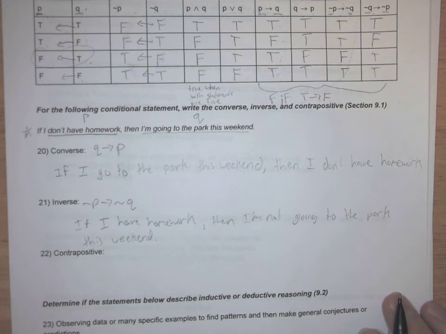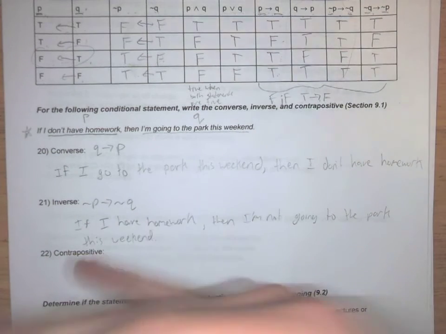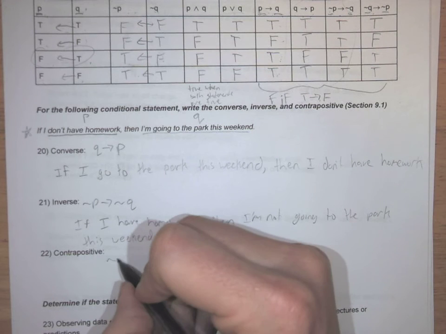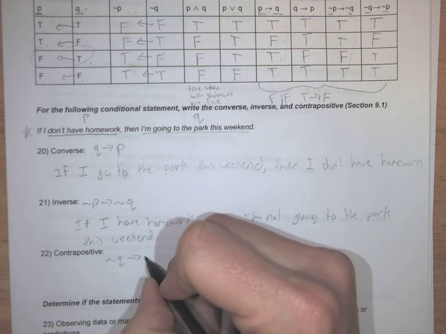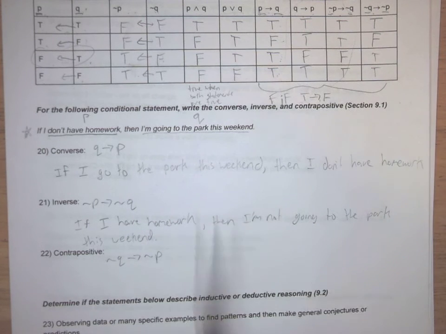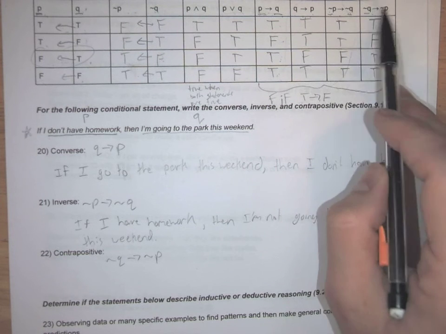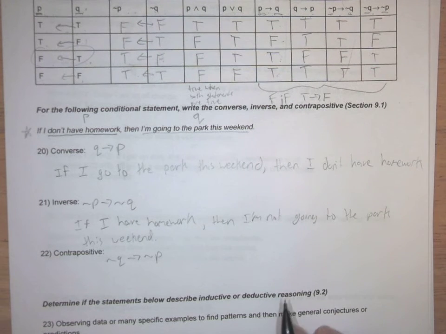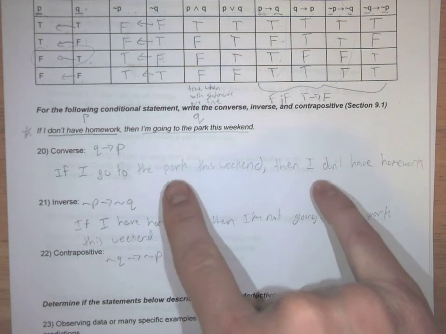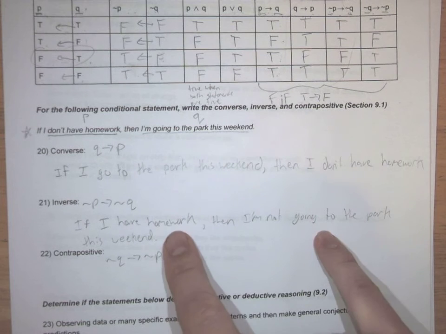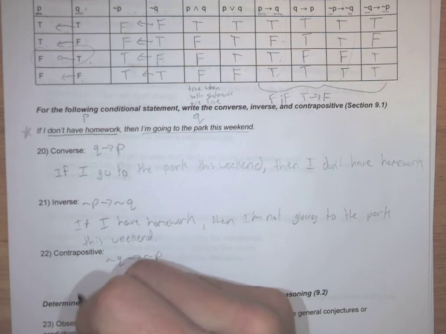Okay, and the contrapositive is kind of both put together. So not only do we switch the order, we also negate them. So not Q implies not P. And you can see that those are the same up here, right? The original, converse, inverse, contrapositive. Okay, so we can either take this one and negate it, or we can take this one and switch the order. But it's going to look like something like this.